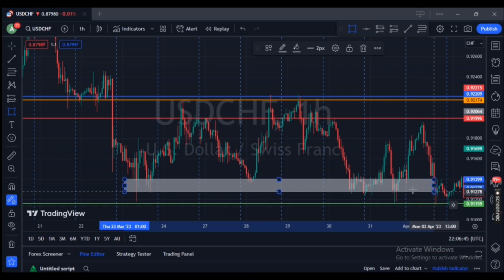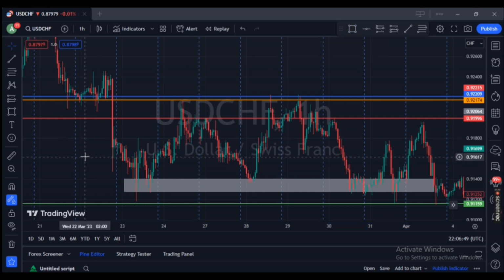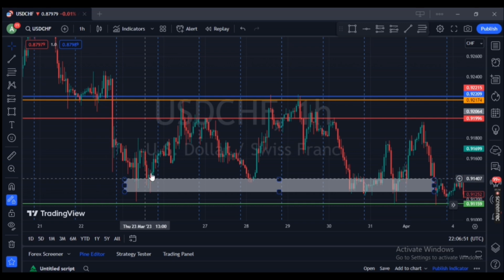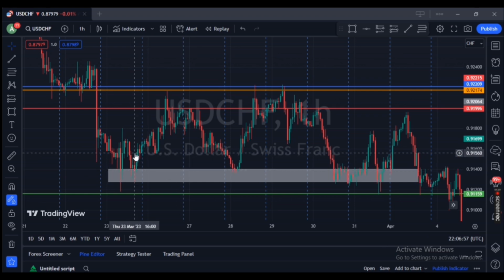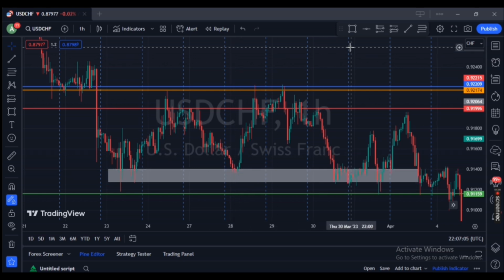So guys, this is a support zone. This is called a support zone. The market went up, came to the support zone, and then there is a very strong pin bar rejection here. And then from there, we see how the market starts flying up from the zone.